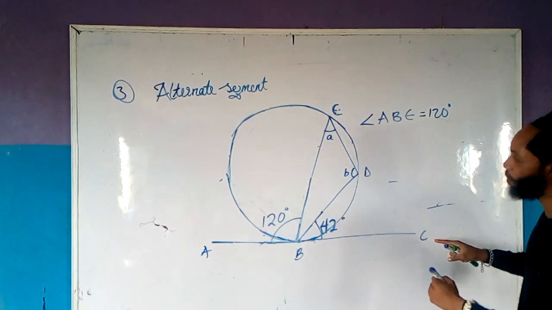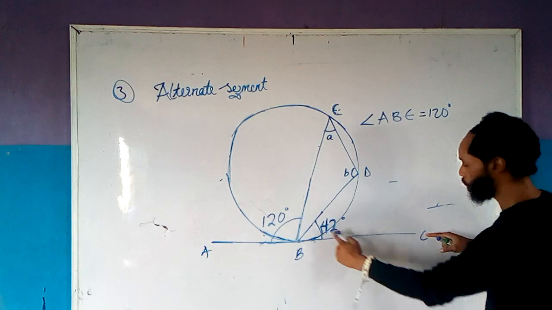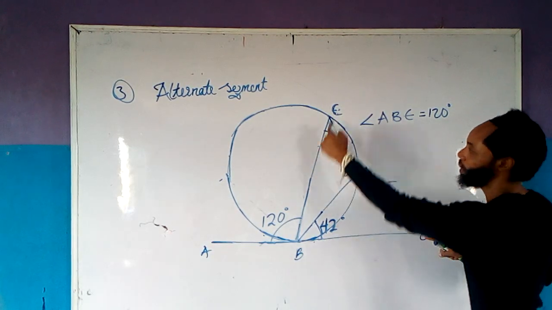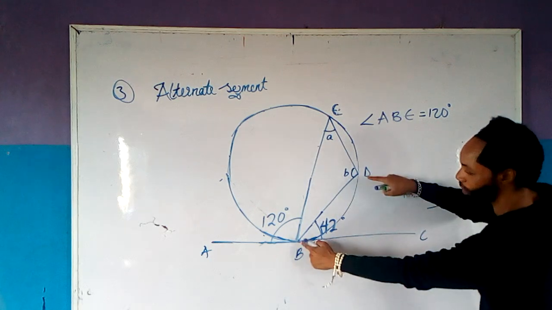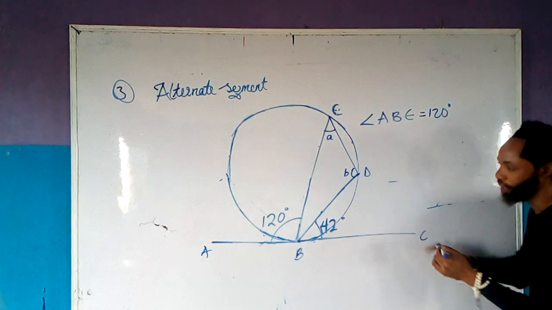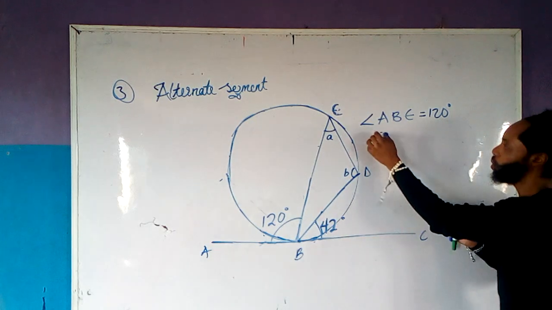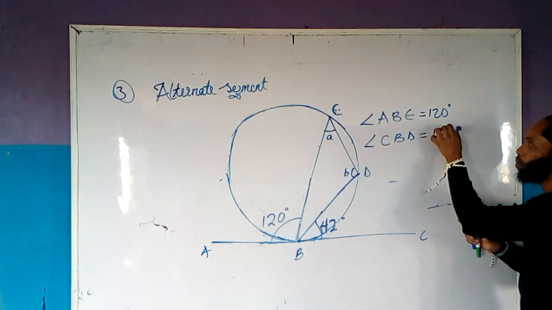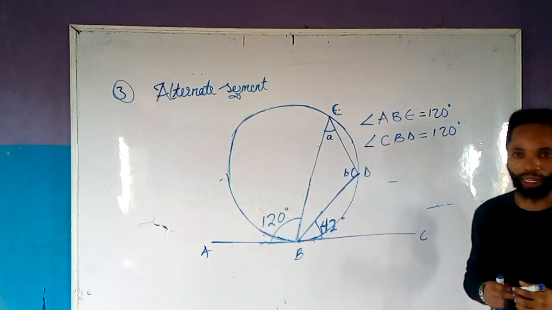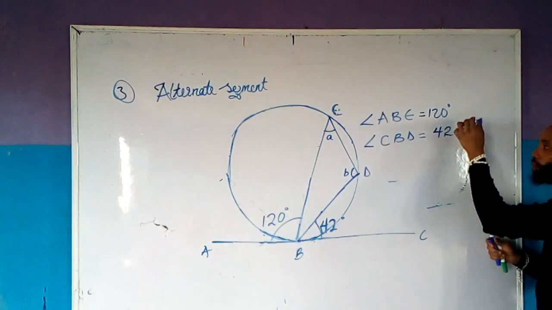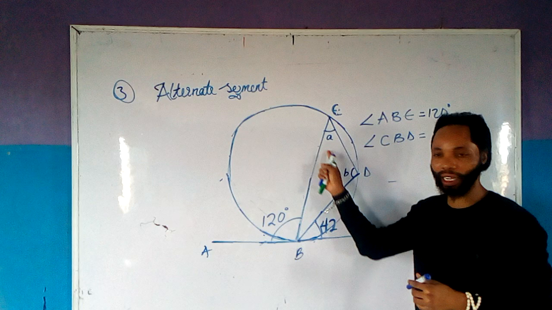Now, ABE is what? 120. The next one we have what? We have a 42 here, which is what? CBE. CBD, sorry, look at it here. Have you seen it? CBD. So angle CBD equals 120. Now we have, equals 22. We have that information. Now, we have to find A and B.